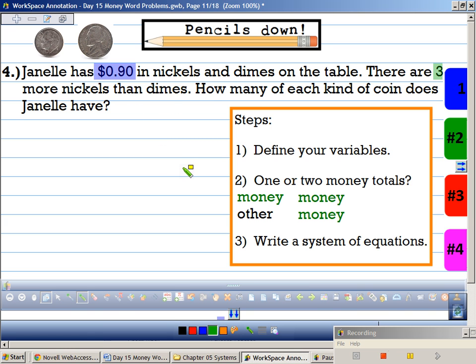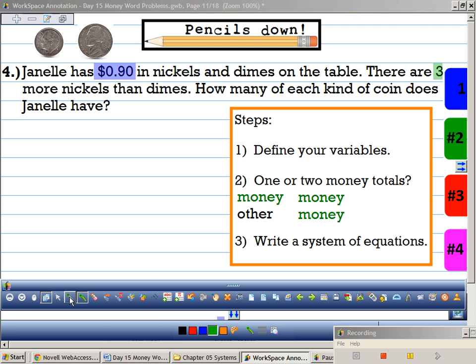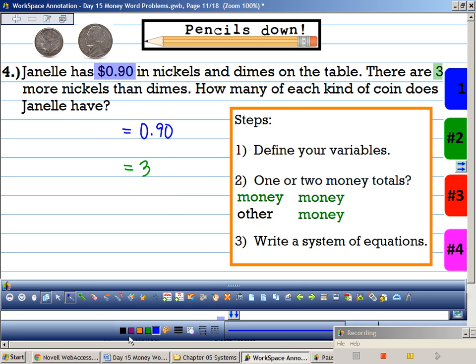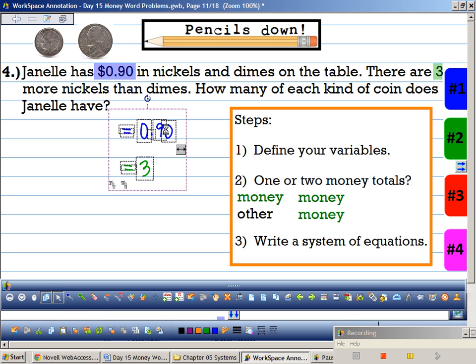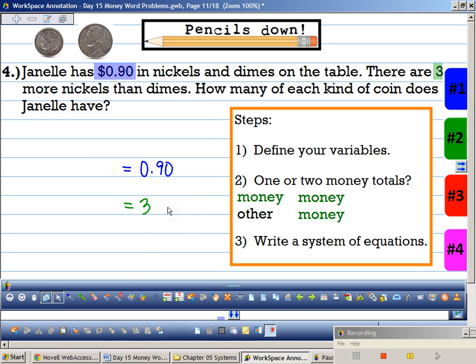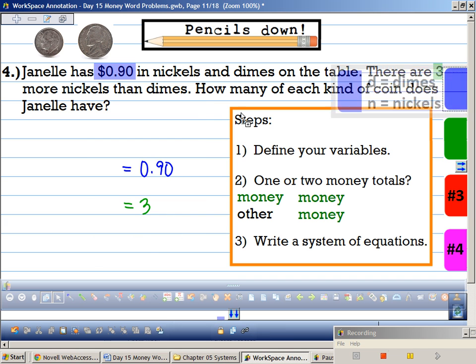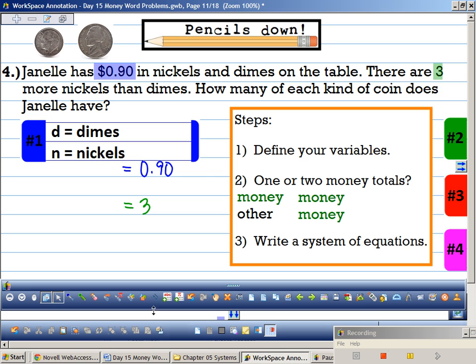There's a difference in nickels and dimes. What's the difference? 3. There's a difference of 3, and there's a total of 90 cents. We need to define our variable. What are our variables going to be? Nickels and dimes. Okay, you guys go from there. Go.